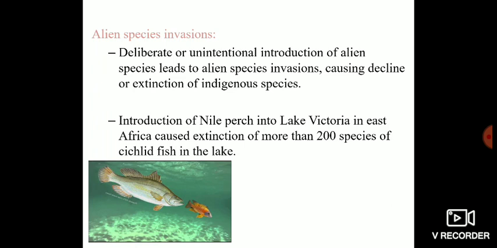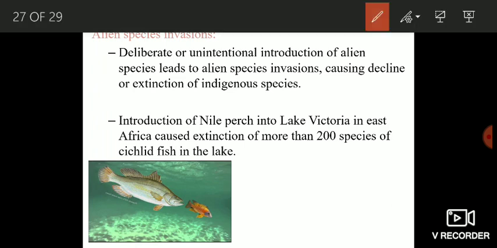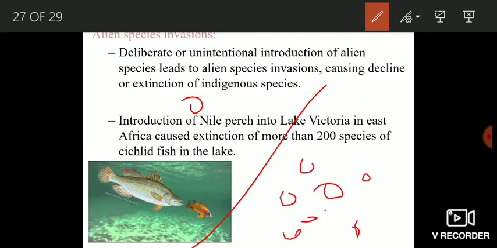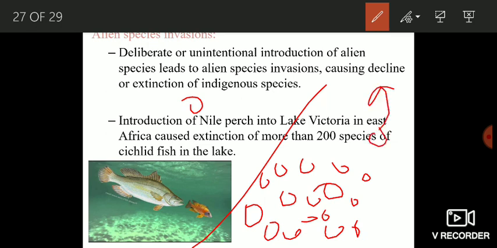Because of alien species invasion, our native or indigenous species are declining, or in some cases they have been driven to extinction. Here, you have a new species in this area. Once it reaches this new area, it becomes highly abundant, and once it becomes highly abundant, it starts competing with our indigenous or native species and drives them to extinction.